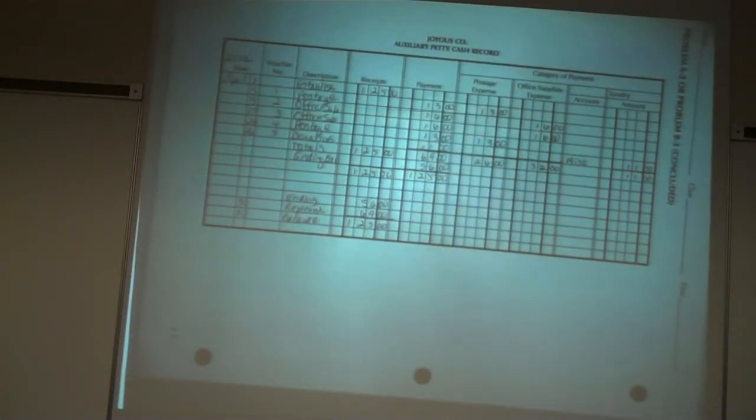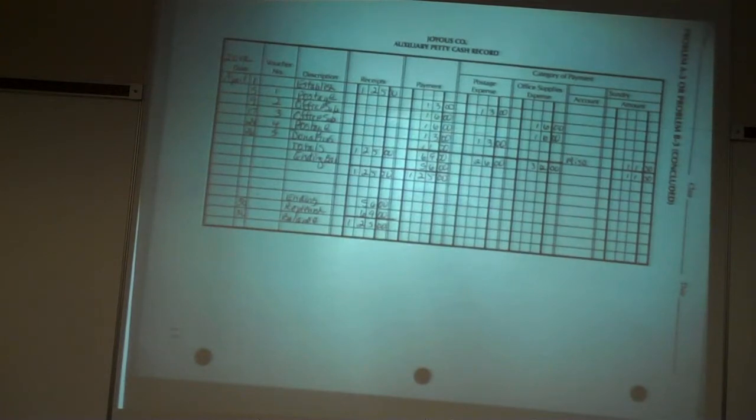This was just the demo that we did the other day. Here's the completed auxiliary petty cash for the demo. Mine doesn't look like this, and I have the Sunshine Fund here at school. You could be in an Excel file. It doesn't have to look just like this. You could create your own. But we want to know how much we spent, how much is left, and how much we need to write the check for.